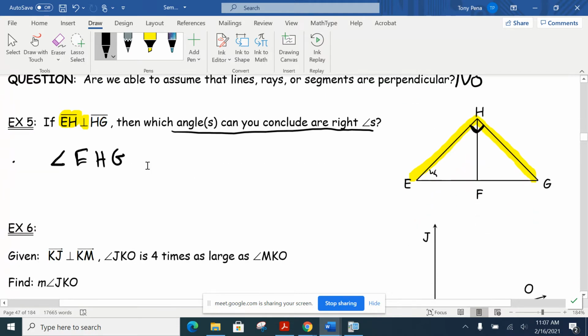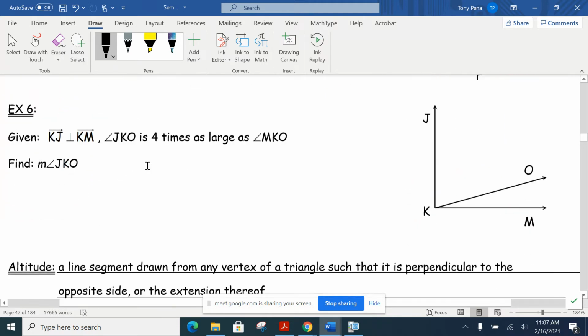All right. So now number 6. This one will make you think a little bit. It says given KJ and KM to be perpendicular. So let's look at those two things here. KM and KJ are perpendicular to each other. So now we're not assuming, we know that we can draw our little square there to show a 90-degree angle between those two.